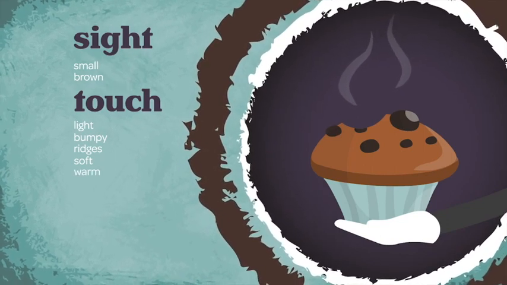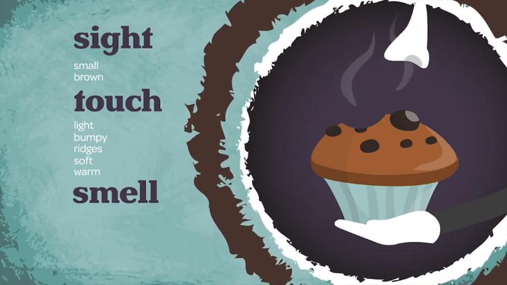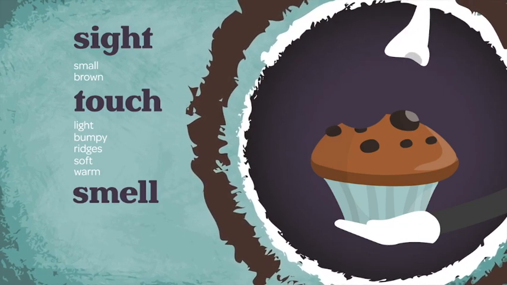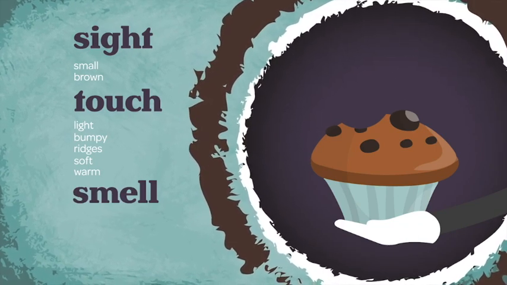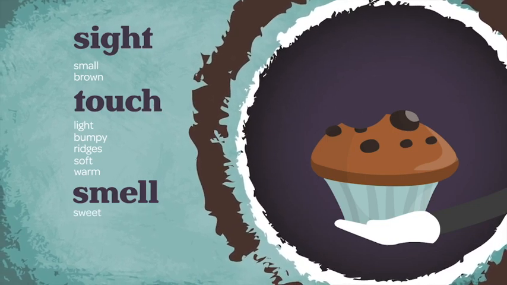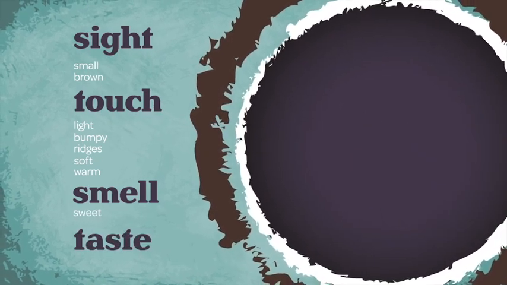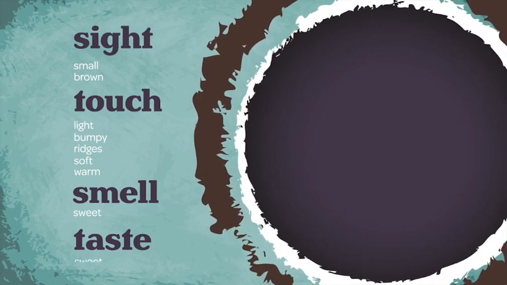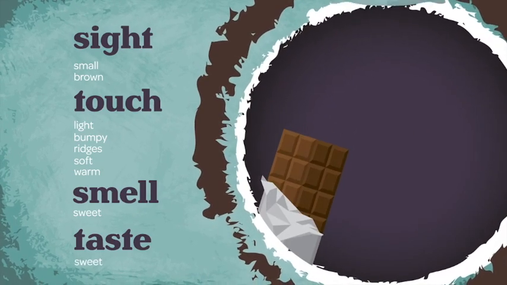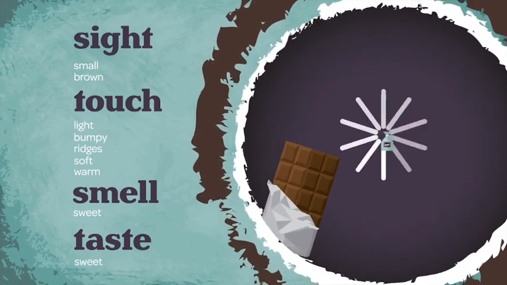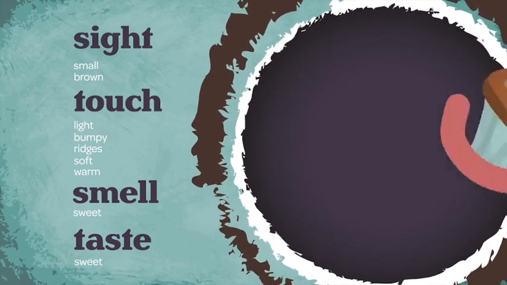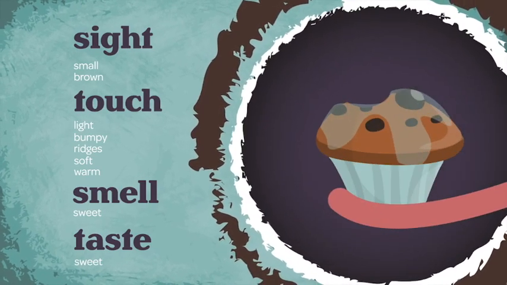You can use your sense of smell to observe objects as well. This object smells sweet. Your sense of taste will tell you that the object also tastes sweet, like chocolate and sugar. Your observations tell you that this object is a muffin.